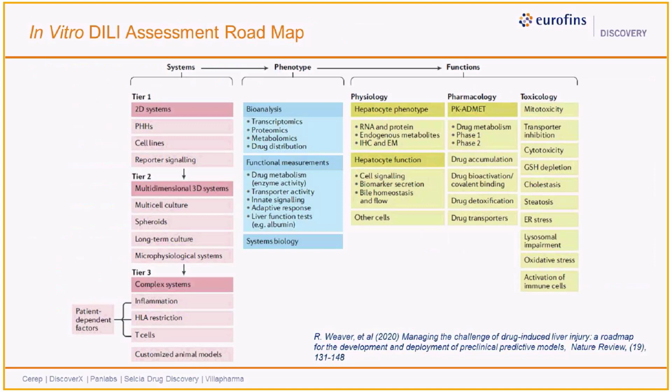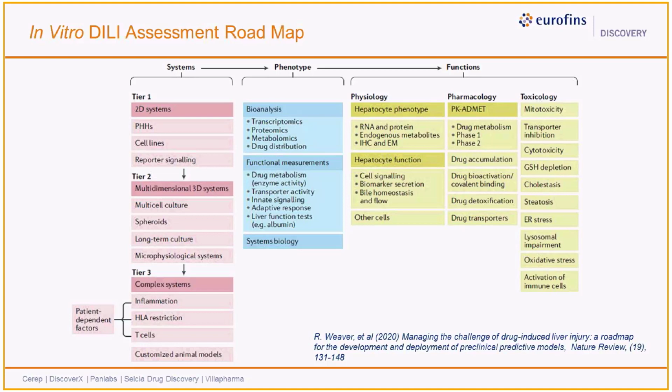for DILI assessment. For example, Tier 1 in this roadmap comprises single-cell systems, such as human primary hepatocytes, cell lines, and reporter signaling. Those single-cell systems evaluate immediate chemical biological effects, such as bioactivation, drug or bile acid accumulation due to transporter inhibition, mitochondrial toxicity, and signaling associated with oxidative stress, endoplasmic reticulum stress, and inflammatory signaling.